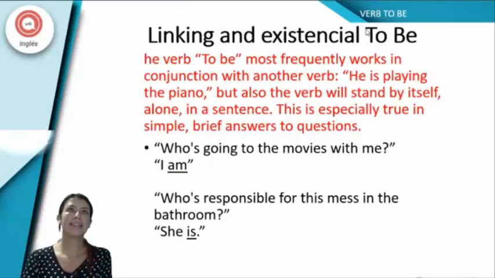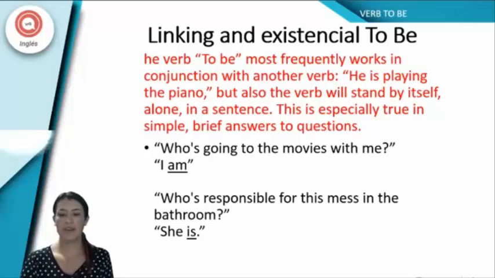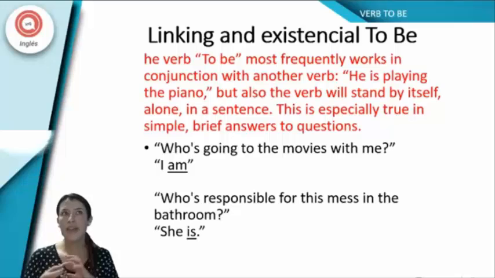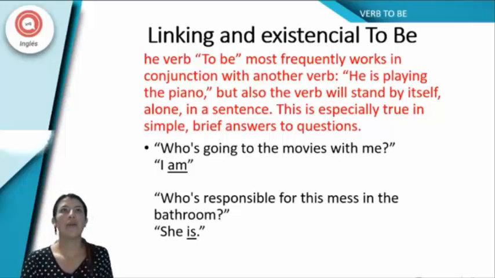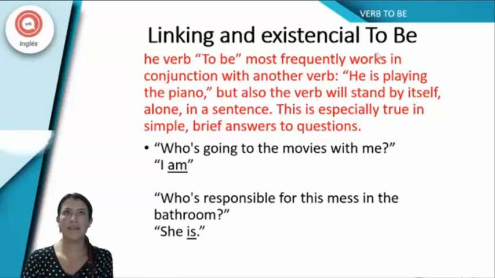Linking an existential to be. I'm going to go a little bit slowly so that you can understand completely the use of linking an existential to be. Oops, I forgot to put a T here. Okay. The verb to be most frequently works in conjunction, in conjunction is together with another verb. So, for example, we have verb to be and the verb playing.